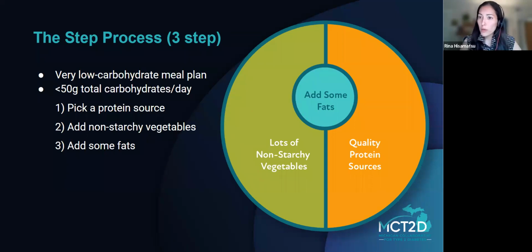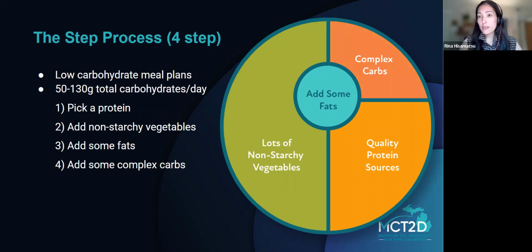All right, so as you may recall, at MCT2D, we typically focus on two main pathways when it comes to the low carbohydrate meal plan. The low carbohydrate meal plan is on a spectrum, but we typically have two pathways. The very low carbohydrate meal plan we define as less than 50 grams of total carbohydrates a day. For the very low carbohydrate meal plan, we generally recommend following a three-step guideline. That includes picking a protein source, adding in non-starchy vegetables, and then complementing with some additional fats for satiety and flavor.